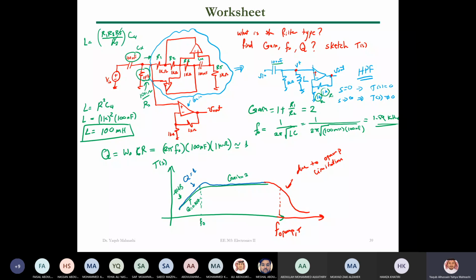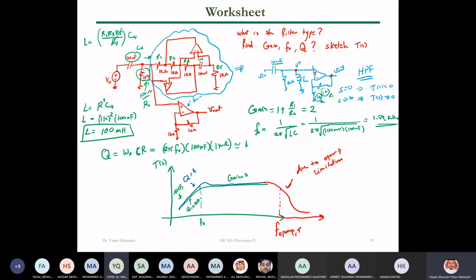Is it clear, Shabab? I have a question, Doctor. Go ahead, but the sound, Shabab, is my voice clear on your side? Anyway, go ahead, Ahmed. Doctor, why is it minus 40 dB? Why is it not minus 20 dB? What do you think, Shabab?